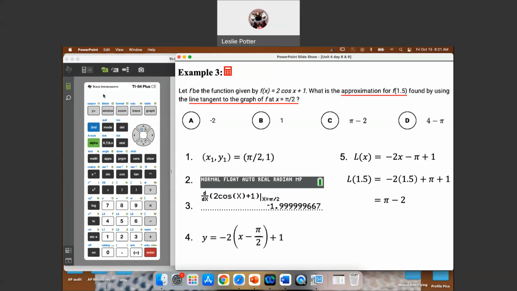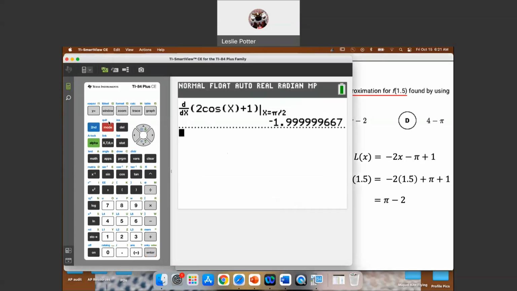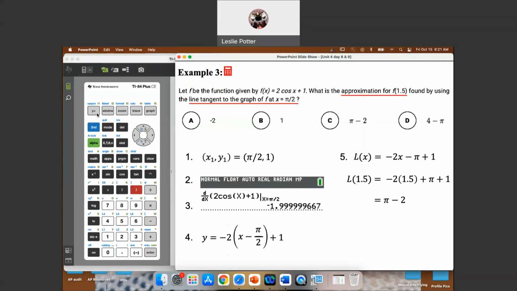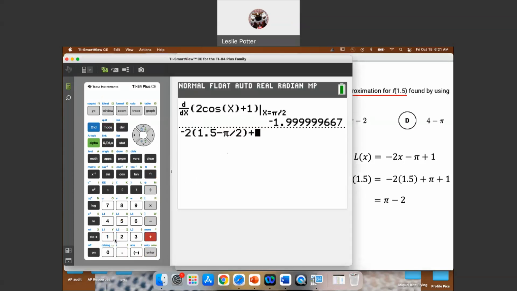But if I would come over here and just put in -2 times the quantity 1.5 minus pi divided by 2 plus 1. If I would just put in the tangent line with my approximation value there, I would get that. And so that's perfectly fine to do.